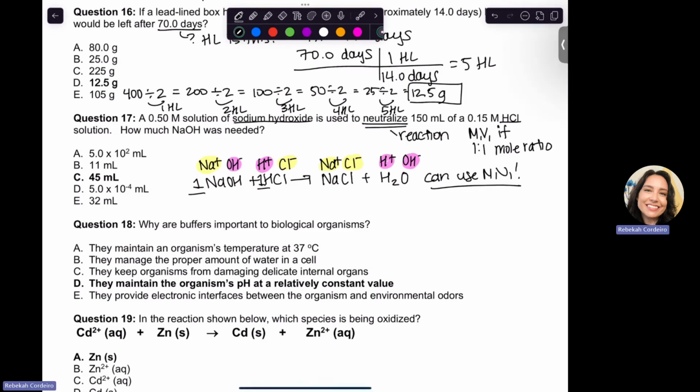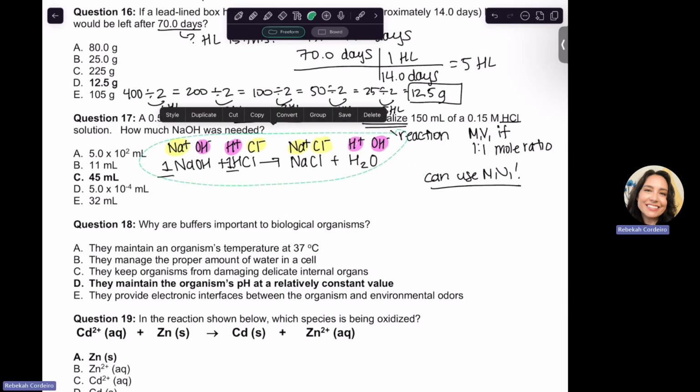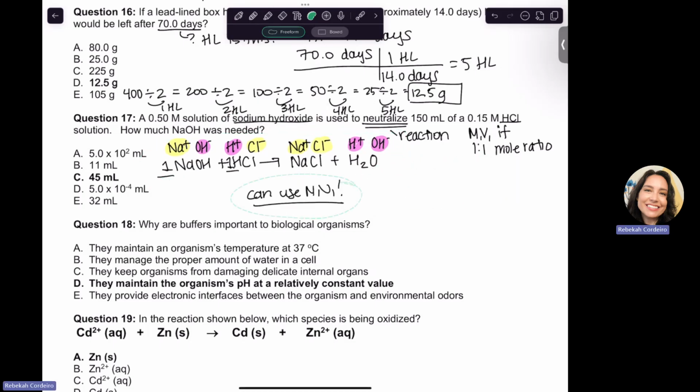So we can say V2 is what we're looking for. Our M1 is 0.5. Oh no, hold on. Let me try to fit this in a little bit better here. Hold on. So we can use M1V1 here.